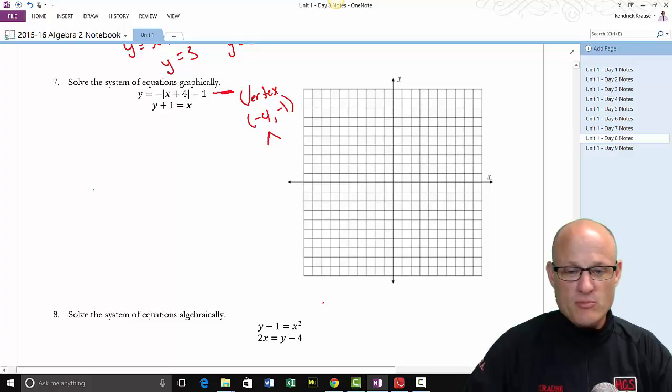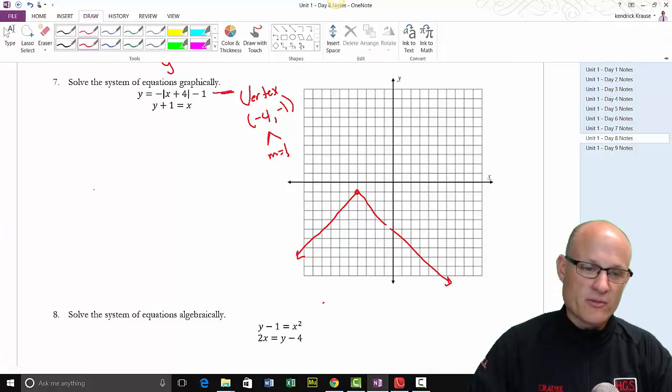It's going to be opening down, but it's got a slope of 1. But opening down, it's kind of like the slope of negative 1. All right, so my vertex is negative 4, negative 1. 1, 2, 3, 4, negative 1. It's opening down, but has a slope of 1. So we're going to try. I can go this way pretty good, and going this way is not so much. There it is. That's the first one.